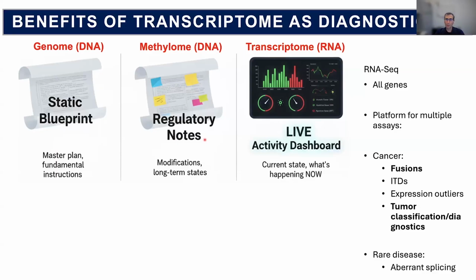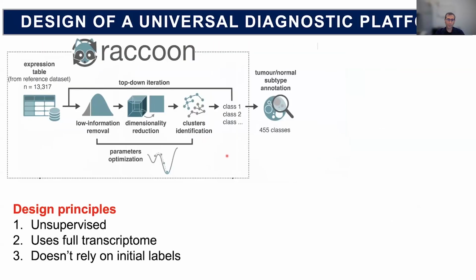And of course, other folks are using RNA-seq, both with short-read and long-read data, to uncover the diagnosis of rare disease patients, and in particular, look for aberrant splicing defects.